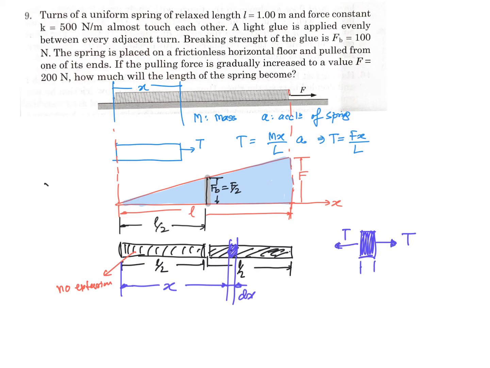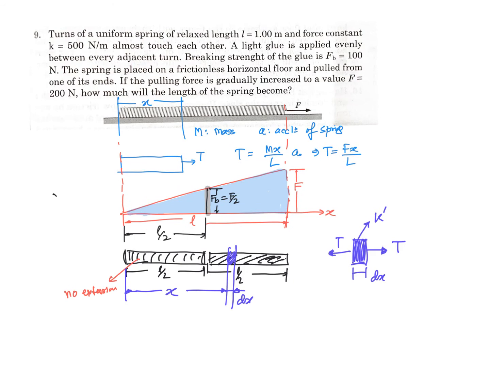The length is dx and the force constant is k dash. You know that if you consider a spring and cut out some part out of the same spring, then k dash multiplied by the length dx is equal to k multiplied by the full length L. So k dash is the force constant of this small part of the spring of length dx. So k dash happens to be kL by dx.